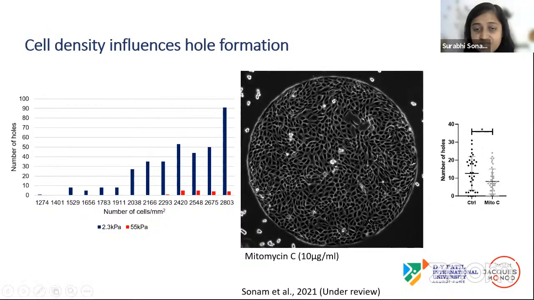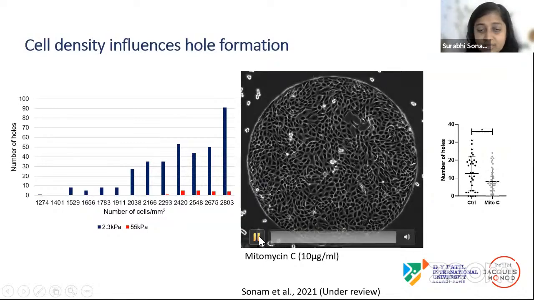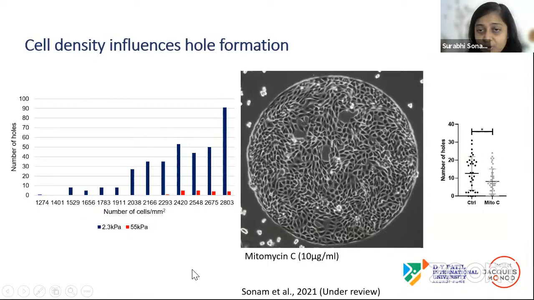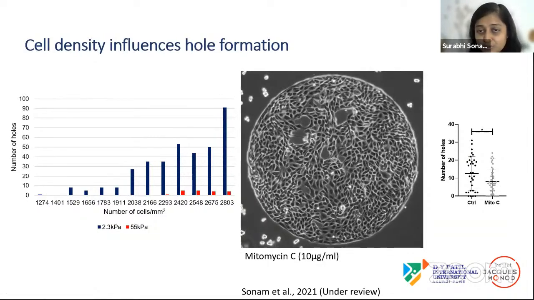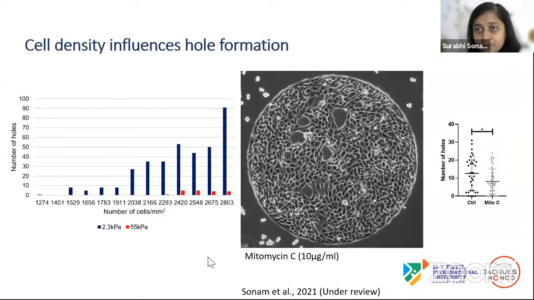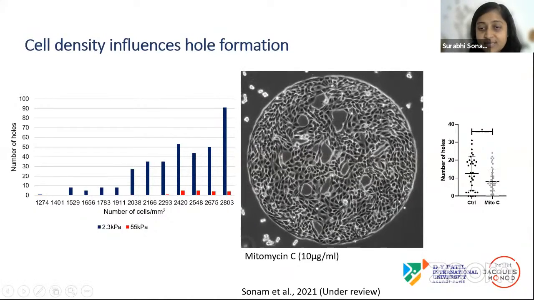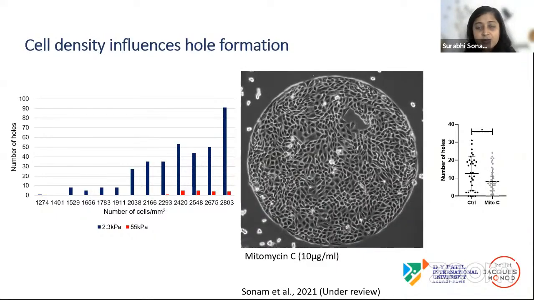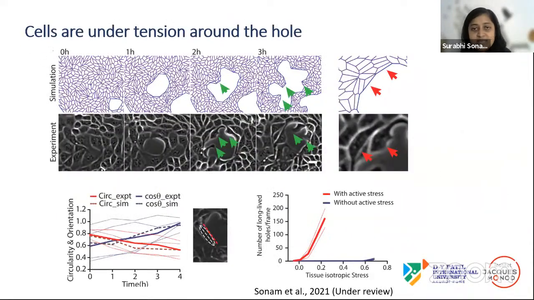And can you just play this movie? You can still see hole formation. However, the number of the holes that are forming on these circles reduces. That can be seen in the graph on the right side. So again, density has a role to play here with respect to what we were seeing earlier.